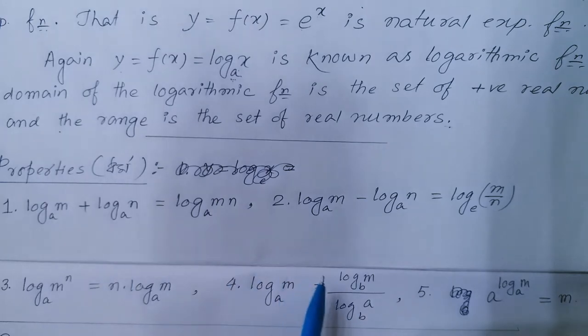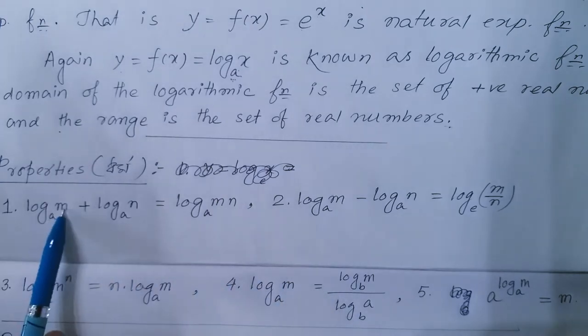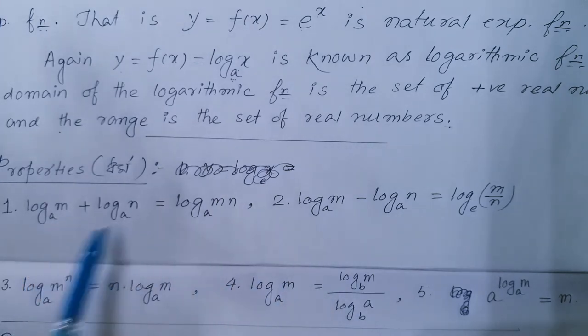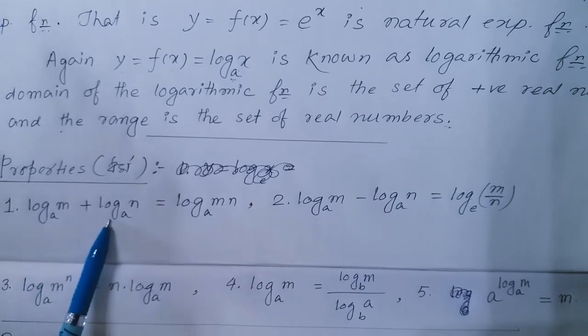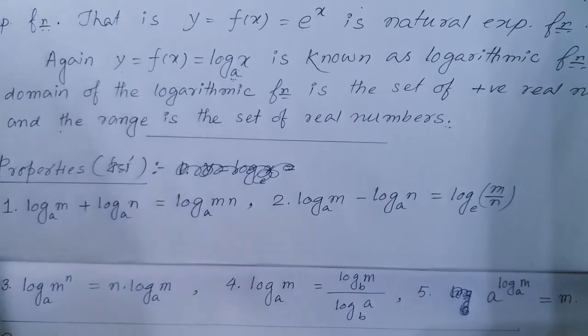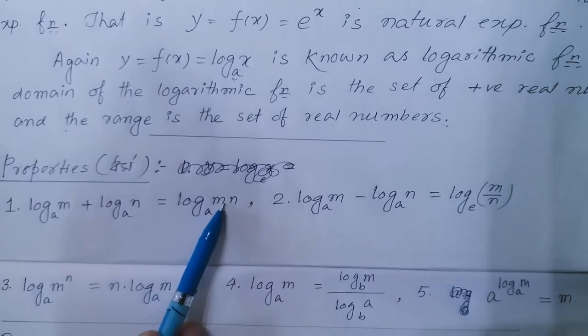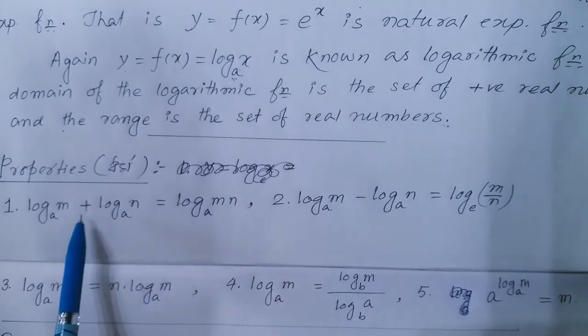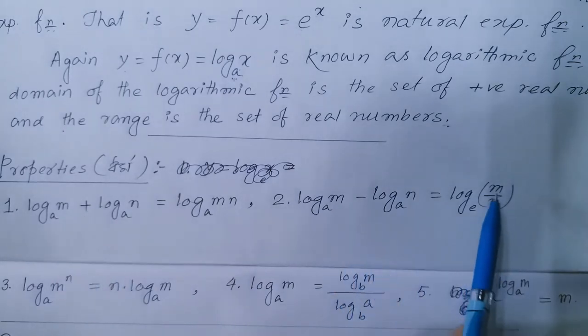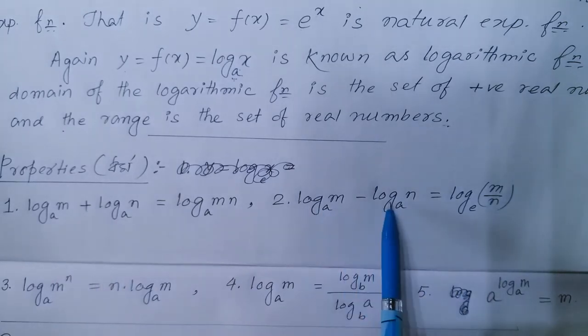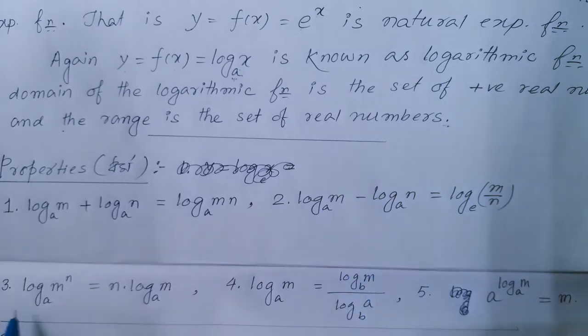So these are the basic properties of the logarithmic function. Log of m, whatever the base, does not matter, but the bases must be the same. So log of m plus log of n is equal to log of mn. This is a product, and if you expand this logarithm, it will be connected by a plus sign. Similarly, if it is in divide form, then you can write it as subtraction. And if m to the power n is here, then this n will come in front of the logarithm. This is one of the important properties of logarithm.